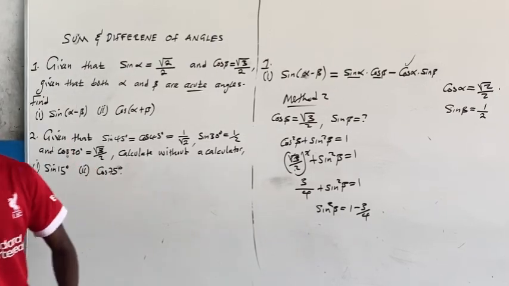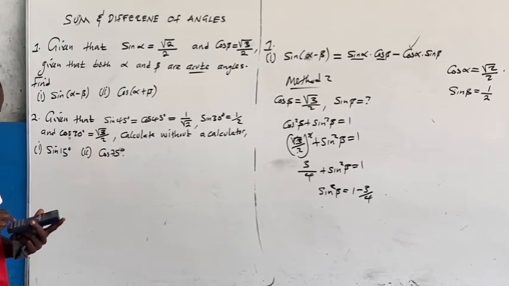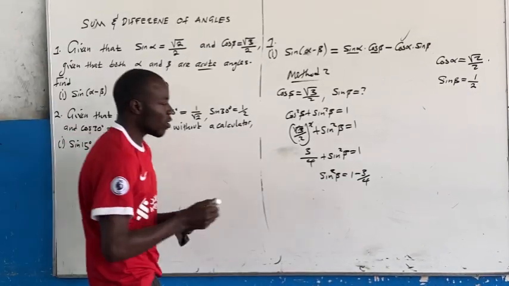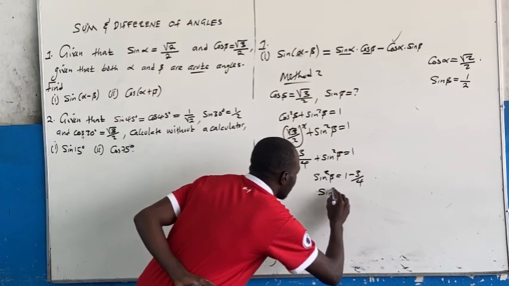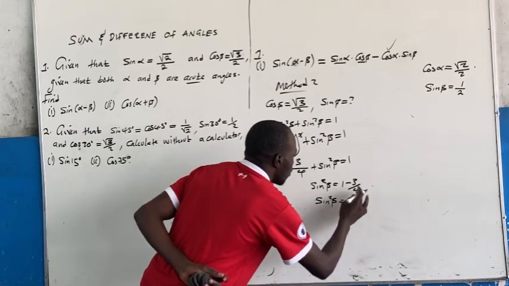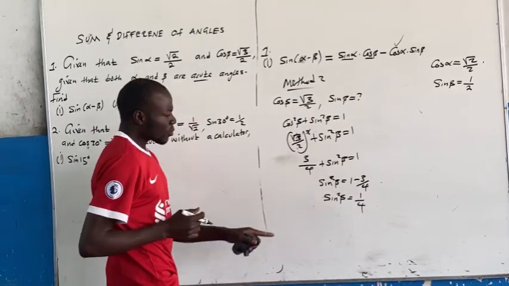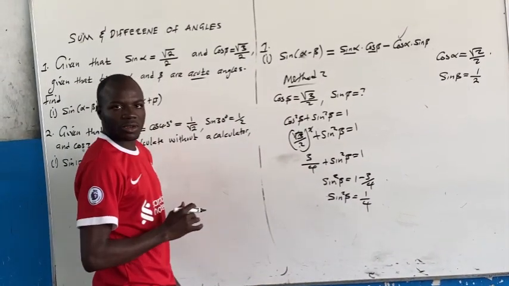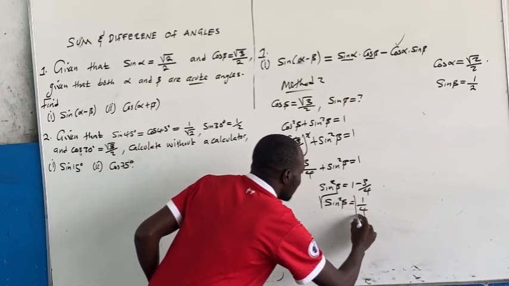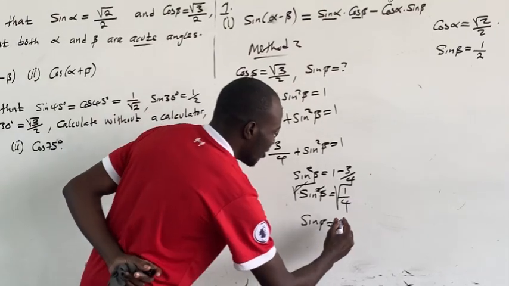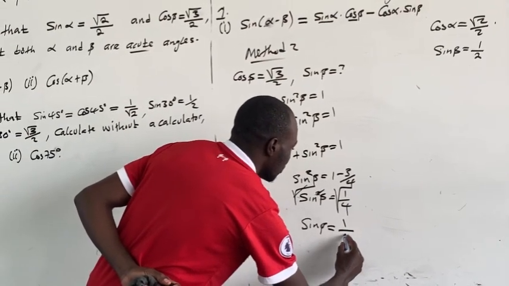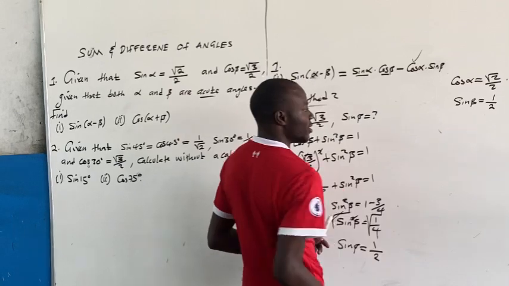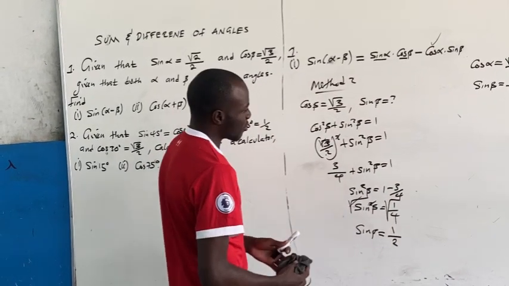Let's try now to take that one: 1 minus 3 over 4 gives me 1 over 4. So sine squared beta is equal to 1 over 4. What we want is sine beta, not sine squared beta, so you can introduce the square root on both sides. The square root of 1 is 1, over the square root of 4, which is 2. So you find that without using a triangle, you get the same answer as what we got at first using a triangle. So this is the other method which you can use.